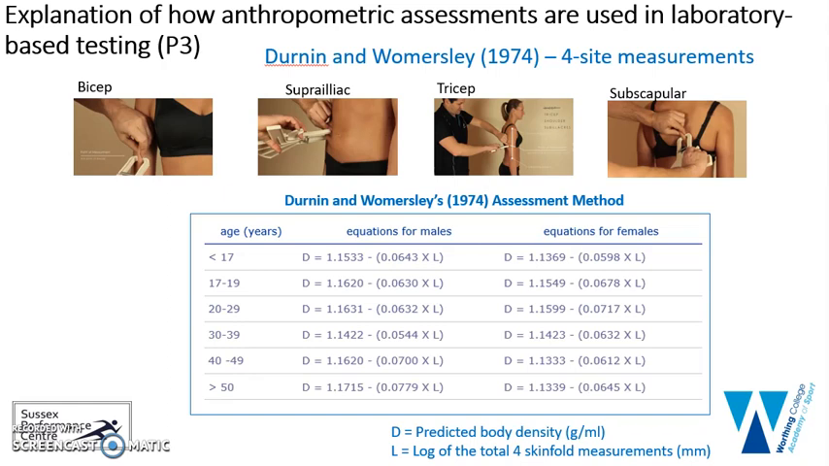First, there is the Durnin and Womersley 4-site measurement test. Those sites are bicep, suprailiac, tricep, and subscapular. You should measure 3 or 4 times on each side to get accuracy. After that, you add the 4 results together and put them in the equation shown. They are different for males and females as well as the different ages. Those results will show you the body density.